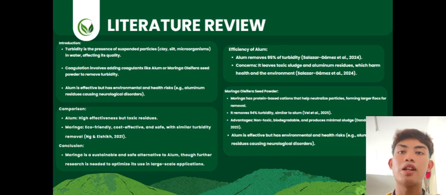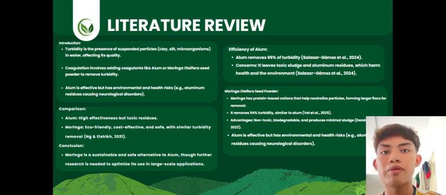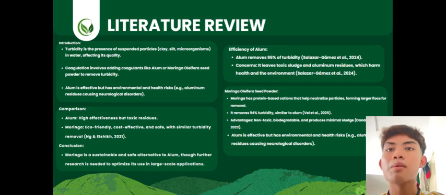Alum effectiveness. Alum is effective and removes up to 95% of turbidity. However, it leaves harmful aluminum residue and produces toxic sludge that needs proper disposal. This raises concern about health risks and environmental pollution. Moringa oleifera is a natural coagulant that works similarly to alum. It removes 94% of turbidity.